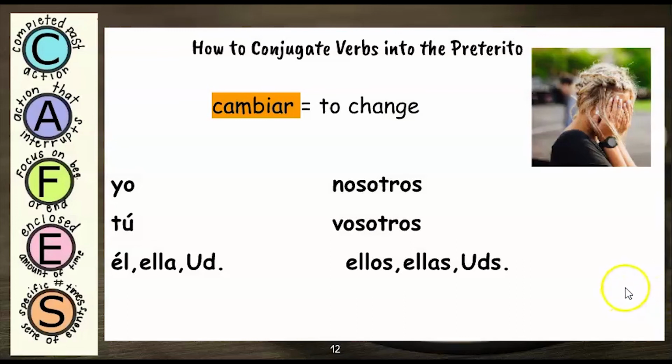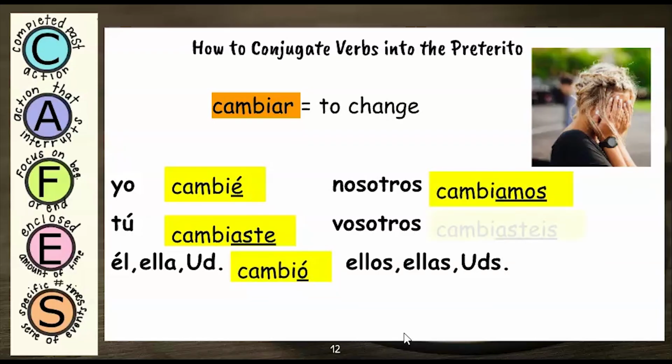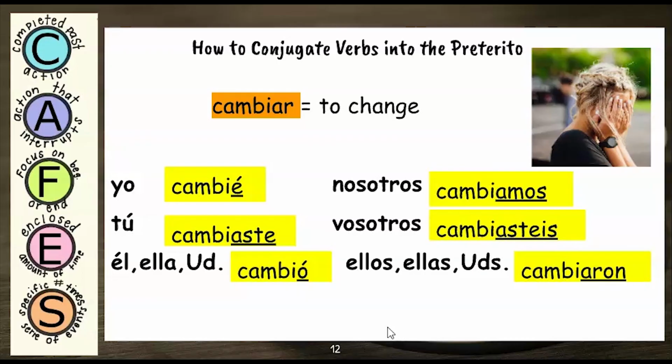For the last one, go ahead and pause the video and write this one down. Cambiar is to change. So, me cambié de estado mental. My mental state changed, remember, porque mi café se derramó. And go ahead and write out the conjugations for cambiar. When you're finished, press play and check your work. Okay, muy bien. Yo cambié. Tú cambiaste. Él cambió. Nosotros cambiamos. Vosotros cambiasteis. Ellos cambiaron. So again, just to review the endings one more time, for AR is é, aste, ó, amos, asteis, aron.